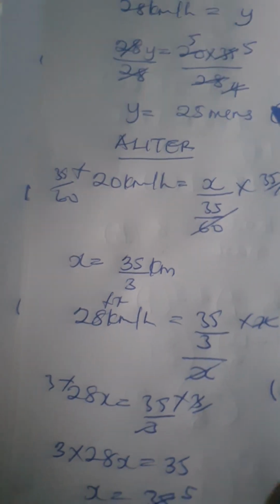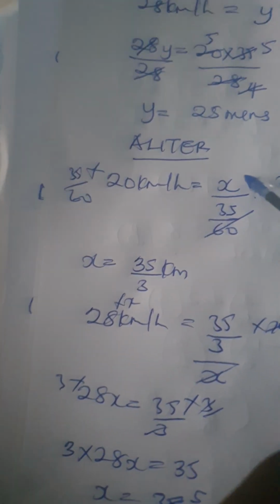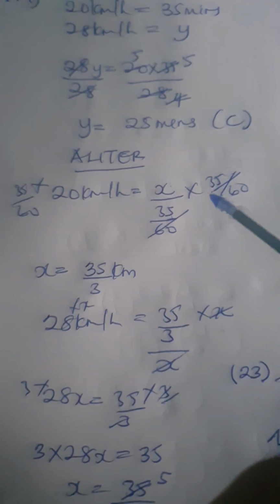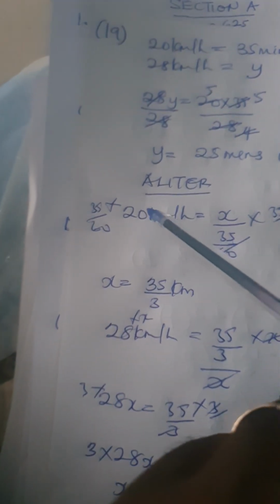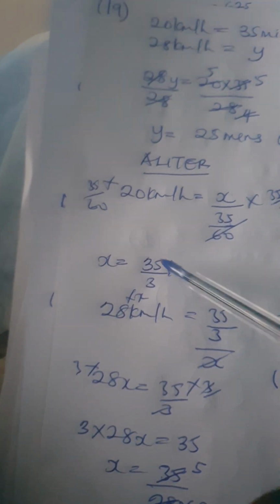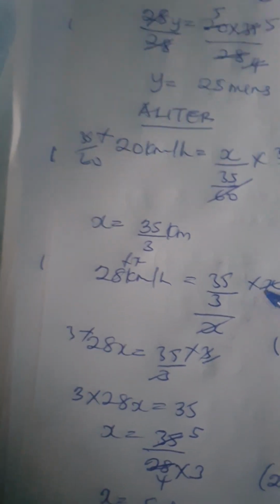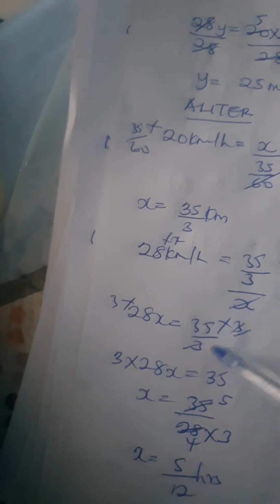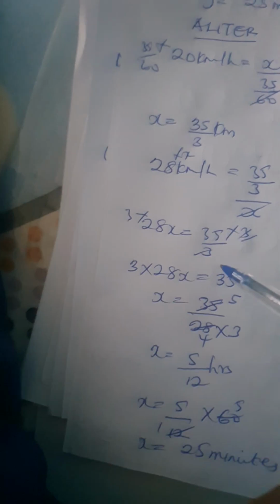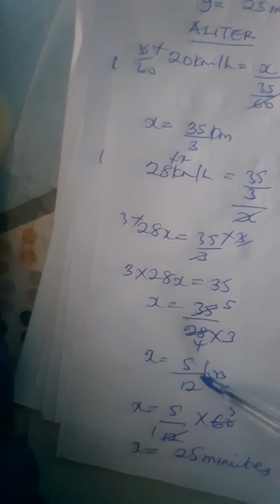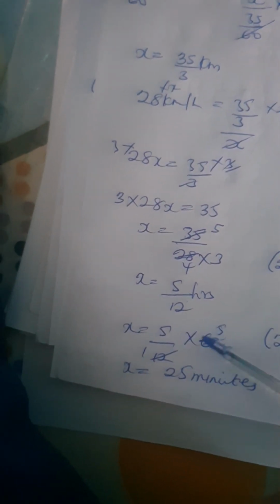The next approach is finding the average speed. 20 km is the speed, x is the distance. Time should be in hours, so 35 out of 60. So I divide through by 35 out of 60, both sides. So the distance is 35 out of 3 kilometers. Now the distance over the time is the 28 km per hour. So 28x is 35 by 3. Divide 35 by 3 and 28. 7 here 5, 7 here 4. So 5 out of 12 hours. Change to minutes, times 60. 12 here 1, 12 here 5, 5 times 5 is 25. And that is it.